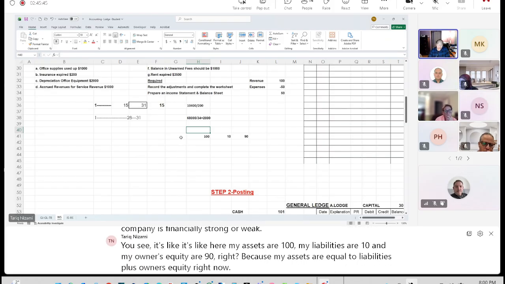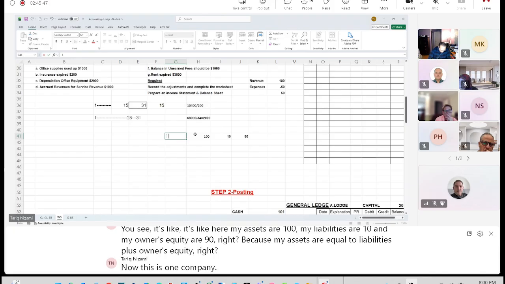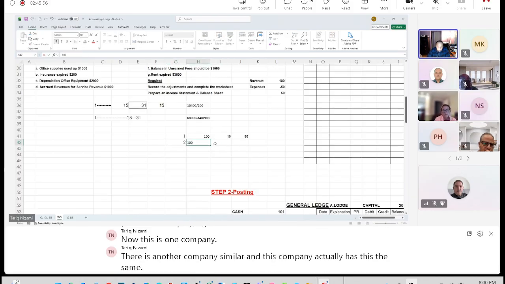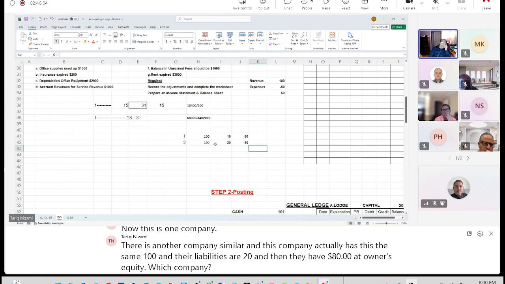Now, this is one company. There is another similar company, which also has 100 in assets, and their liabilities are 20, and then they have $80 as owner's equity. Which company will you be more interested in investing in?